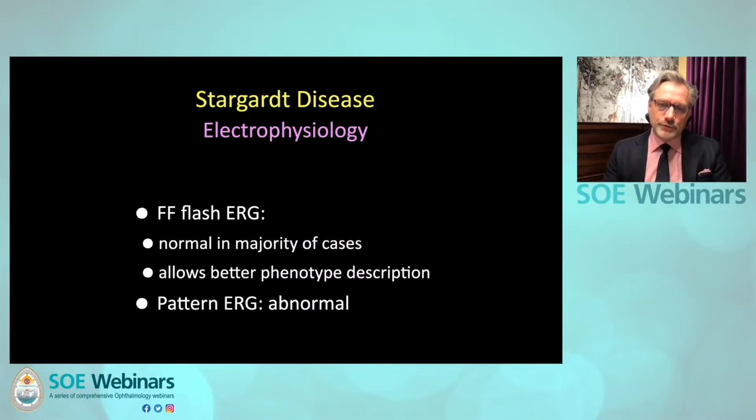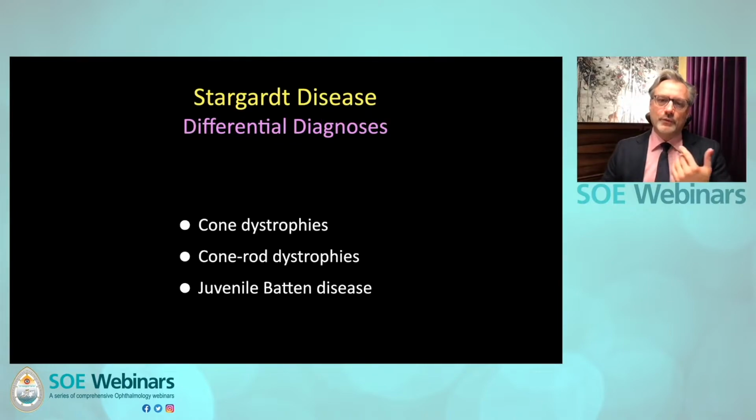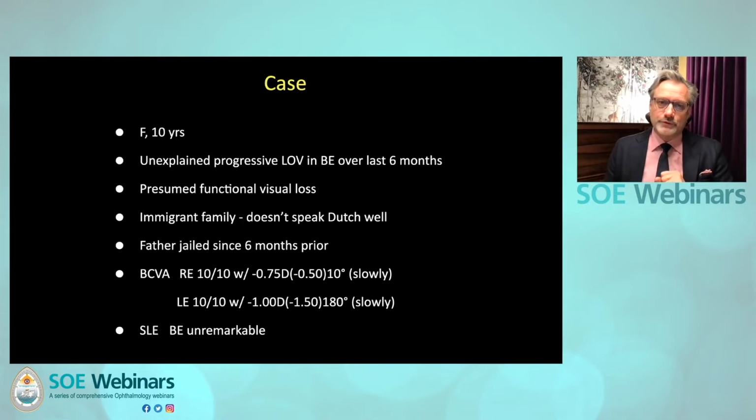So when we do electrophysiology, we will find in the majority of cases a normal full-field flash ERG testing the generalized retinal function. What we also will have is a pattern ERG that will always be abnormal. Now, let's illustrate this with a case. You have to, as a differential, think about other conditions, including Batten disease and cone disease. We'll talk about those later on.